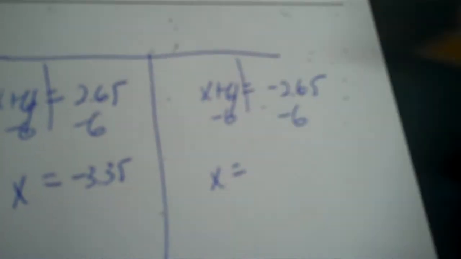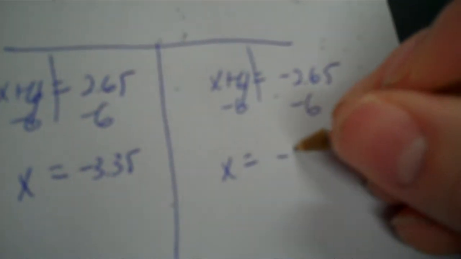So minus 6, minus 6. I take 2.65 minus 6. I get negative 3.35. Negative 2.65 minus 6 is negative 8.65.